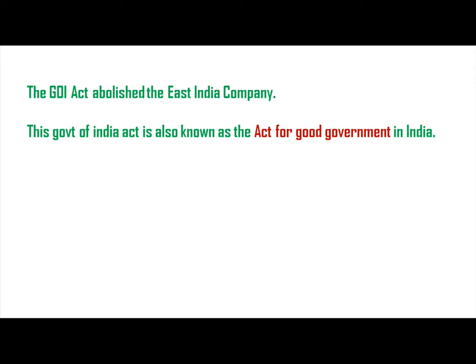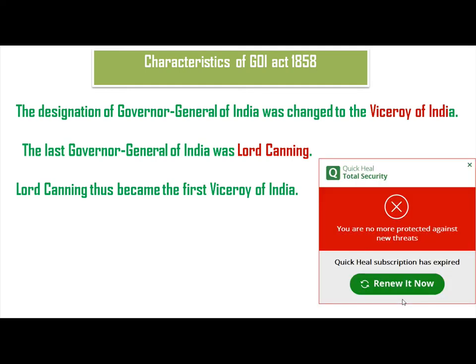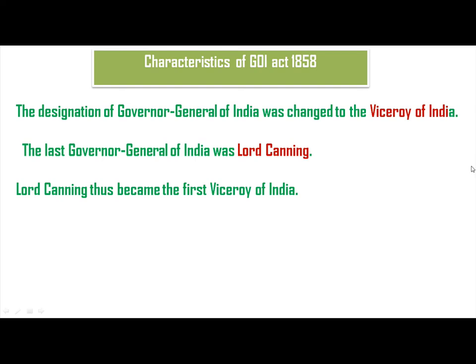Moving on, what are the different characteristics of the Government of India Act of 1858? The designation of Governor General of India was changed to Viceroy of India. The Viceroy was the direct representative of the British Crown in India. The last Governor General of India was Lord Canning, and the first Viceroy of India was also Lord Canning.